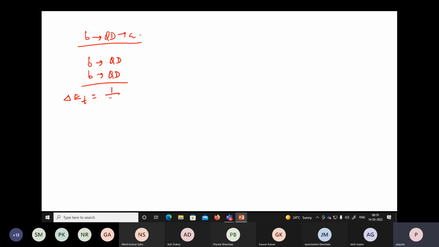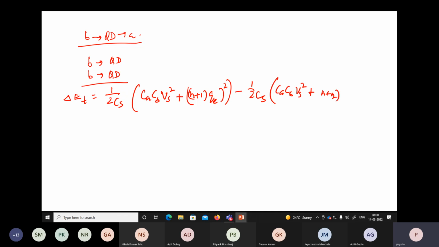Like, if you remember, we wrote 1 over 2 Cs Ca Cb Vs square, plus in this case it will be n plus 1 because n plus 1 electrons already exist. So that is minus 1 over 2 Cs Ca Cb Vs square plus n plus 2, because the first electron is there and you are now transferring another electron, minus Vs Ca QE over Cs. So that's the work done by the supply voltage. This is the case when a single electron transfers from junction B to the quantum dot, and again another electron transfers from junction B to the quantum dot.